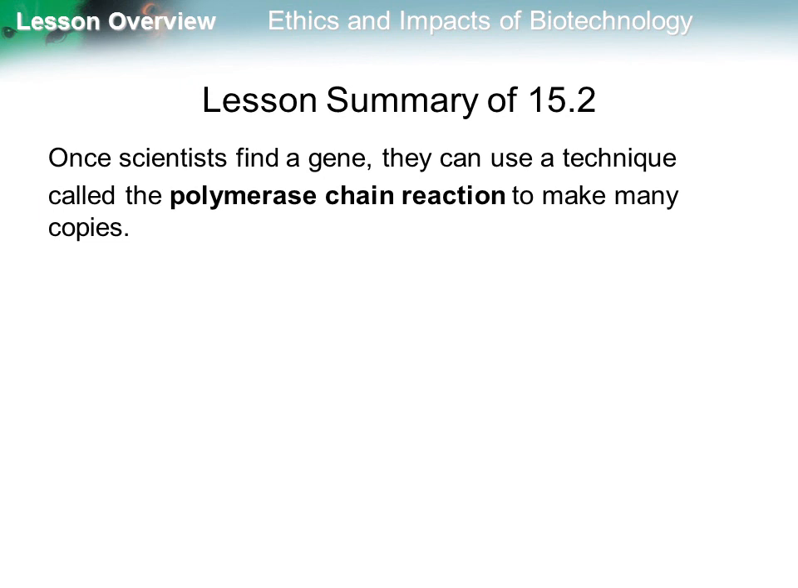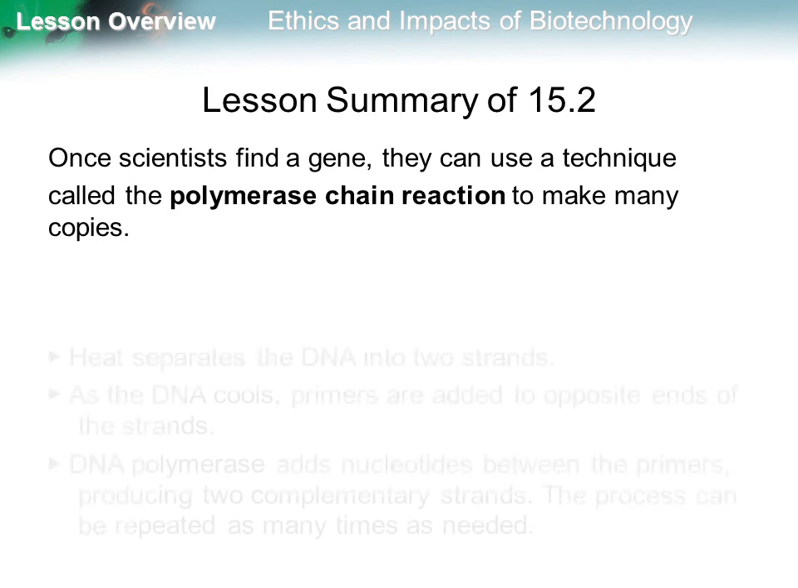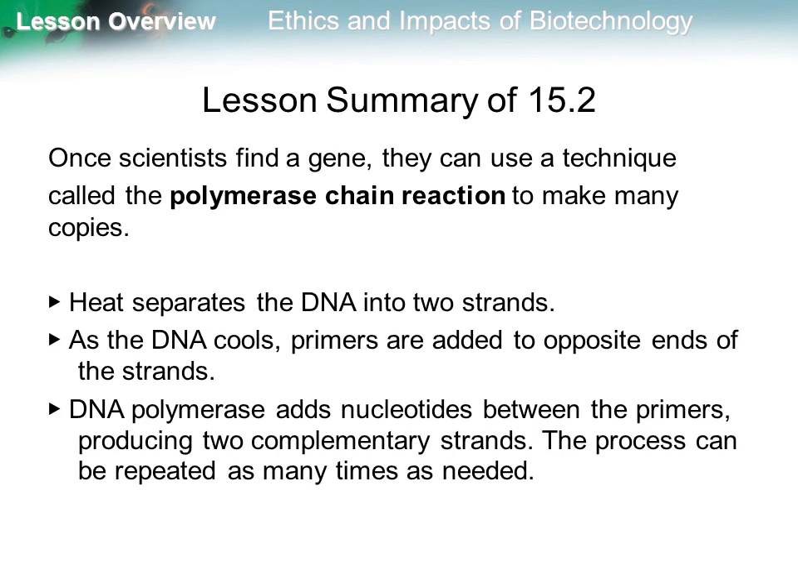Once scientists find a gene, they can use a technique called the polymerase chain reaction, or PCR, to make many copies. Heat separates the DNA into two strands. As the DNA cools, primers are added to opposite ends of the strands. DNA polymerase adds nucleotides between the primers, producing two complementary strands. The process can be repeated as many as needed.